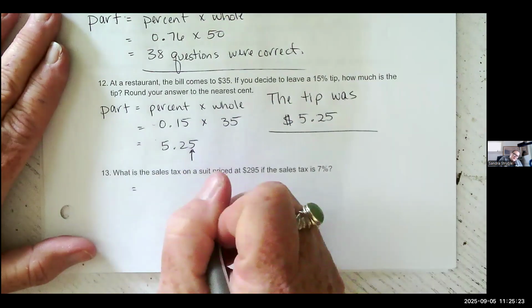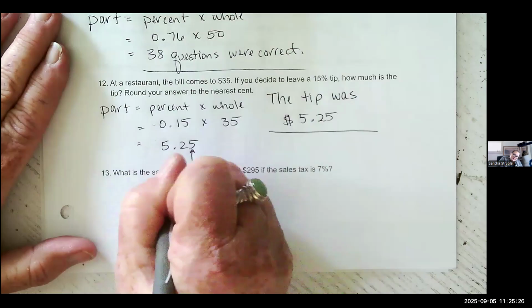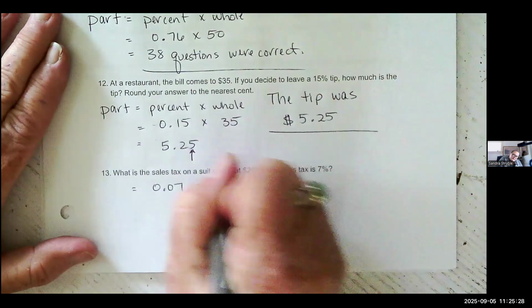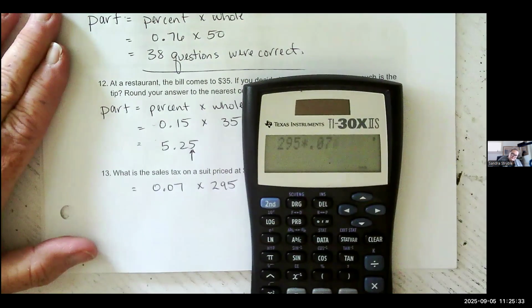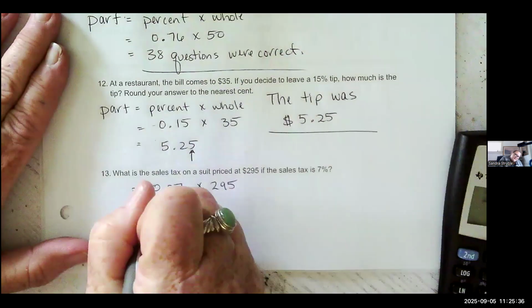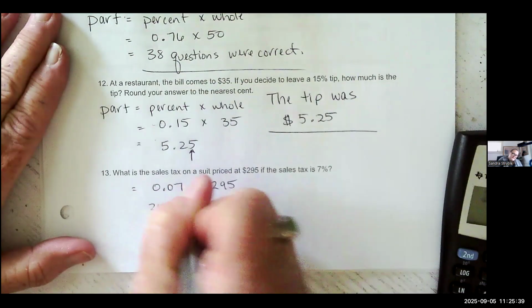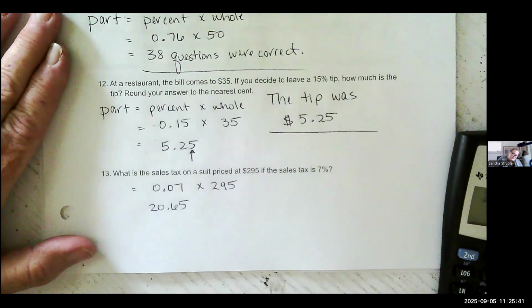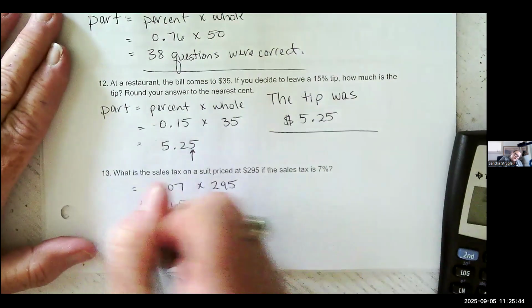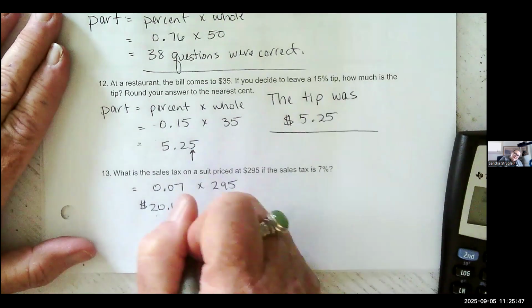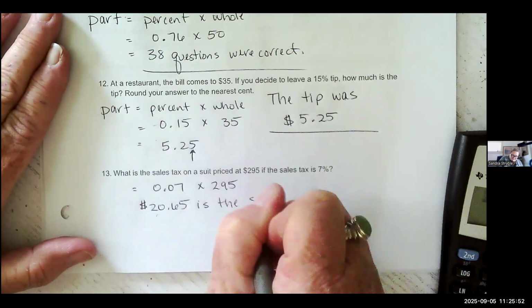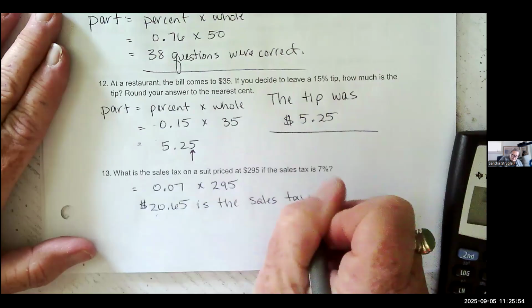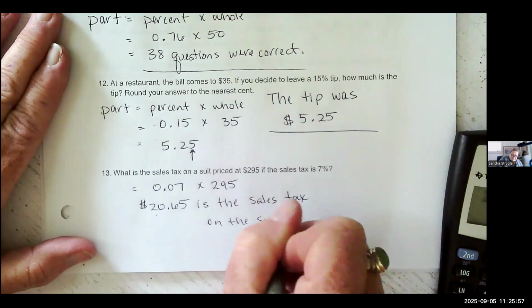7 divided by 100 for percent would be 0.07 times $295, which was $20.65. What is the sales tax on the suit? So don't forget your dollar symbol. It's already rounded to the hundredths place. $20.65 is the sales tax on the suit. Let me know what questions you have.